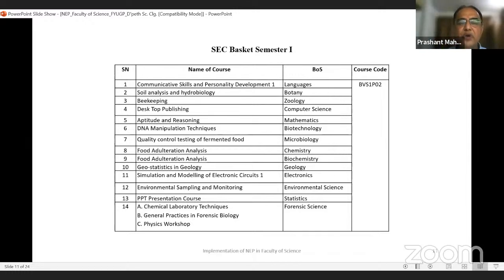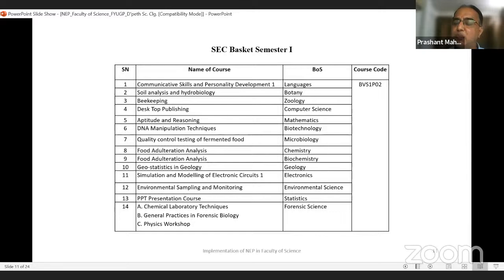So I hope that communicative skills and personality development has been offered by the Board of Studies in Language. So this is one additional opportunity for the language teachers to teach it. And every semester it is there. Every semester the Language Board of Studies has given one skill enhancement course.